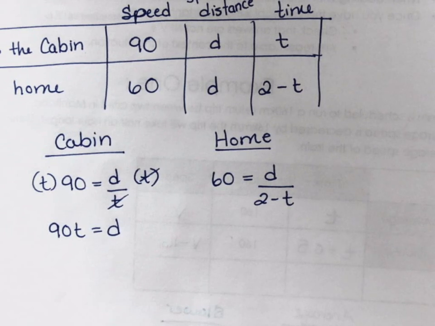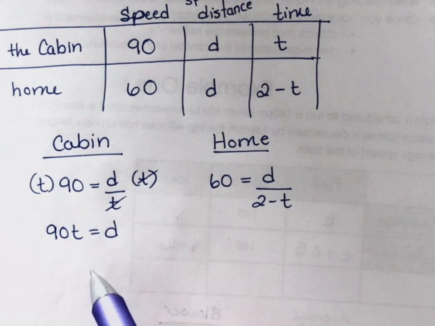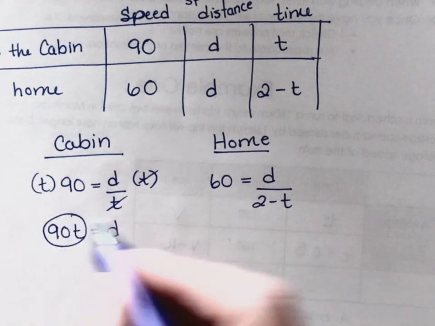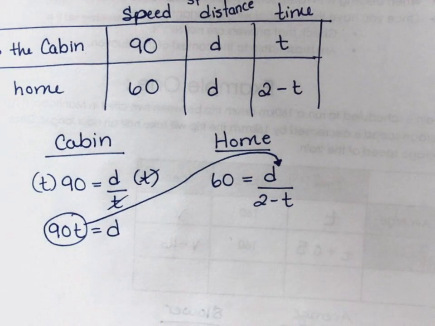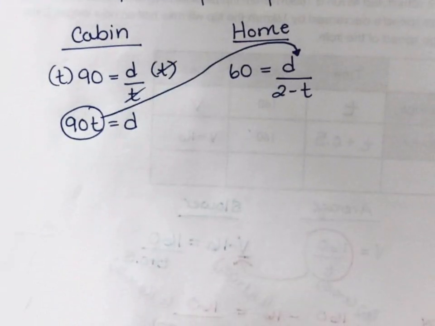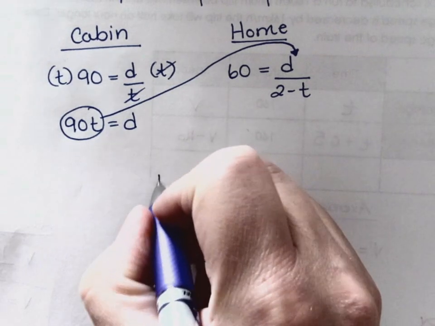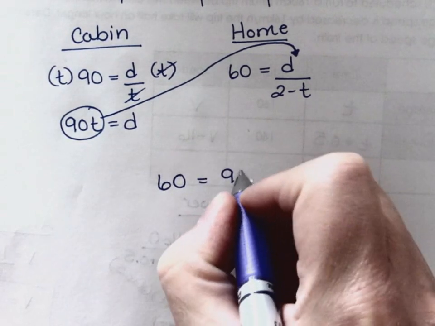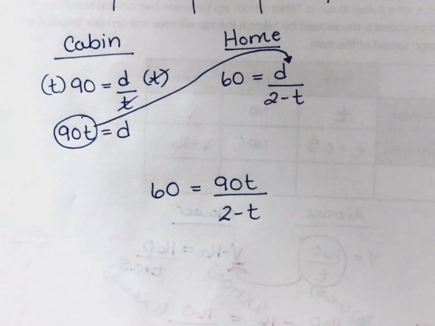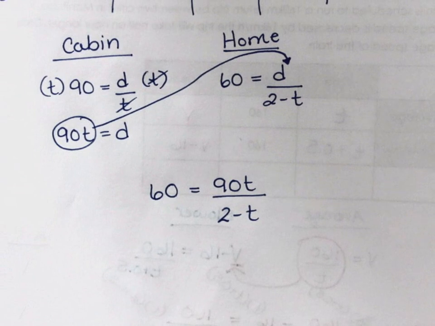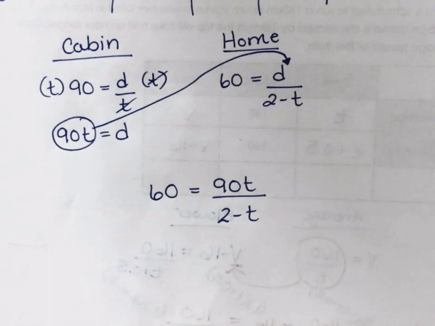You said that D is equal to 90T. You're going to take this and substitute it in the other equation where you see the letter D. Okay. You guys can solve this, right? Yeah, you can. It's just a rational equation. Step 1, factor everything. Already done.